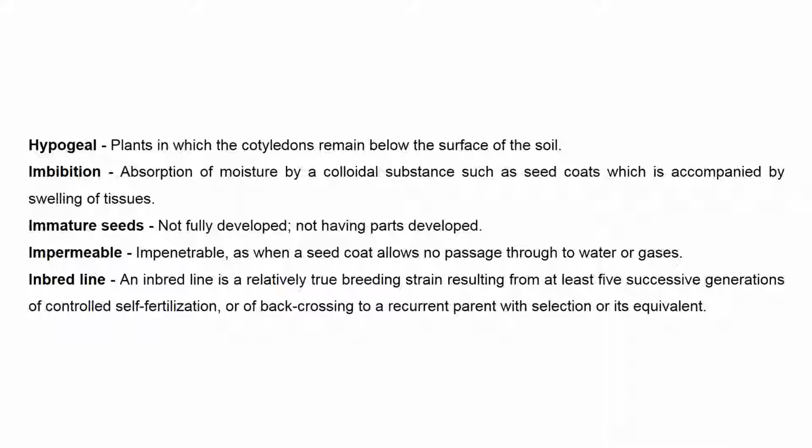Imbibition. Absorption of moisture by a colloidal substance like seed coat which is accompanied by swelling of tissues. Immature seeds. Not fully developed, not having parts developed. Impermeable. It is impenetrable, as when the seed coat allows no passage of water or gases. Inbred line. An inbred line is a relatively true breeding strain resulting from at least 5 successive generations of controlled self-fertilization or of backcrossing to a recurrent parent with selection or its equivalent.